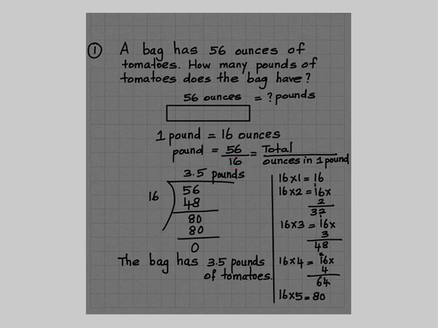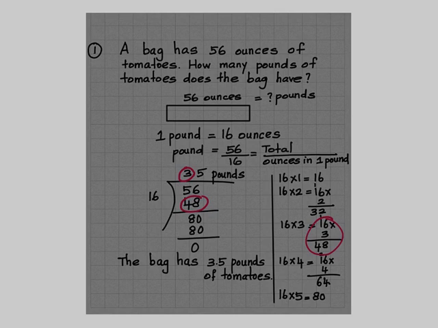Okay, so let us substitute total 56 divided by 16 ounces in 1 pound. When we divide, this is the dividend, 16 is the divisor. How many 16 goes in 56? 3, because 16 times 3 is 48. So put the 3 in the quotient and write 48.